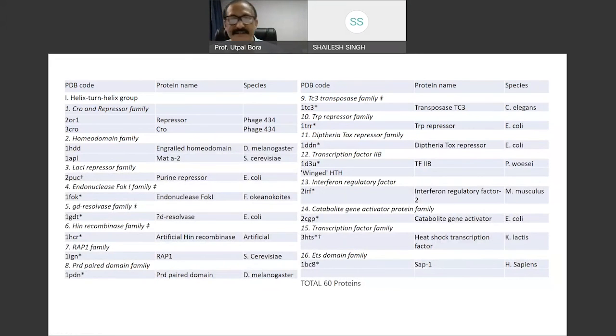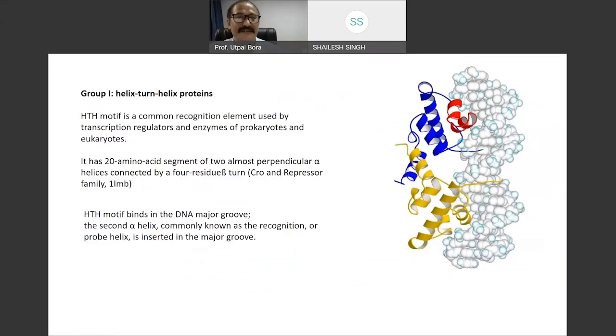Okay. So just if you take the example of the helix turn helix group, you can see the various 16 families: the Cro and repressor family, homeodomain family, LacI repressor, endonucleases, and so on, right? Transposases, catabolite, then transcription factor family, ETS domain, and so on.